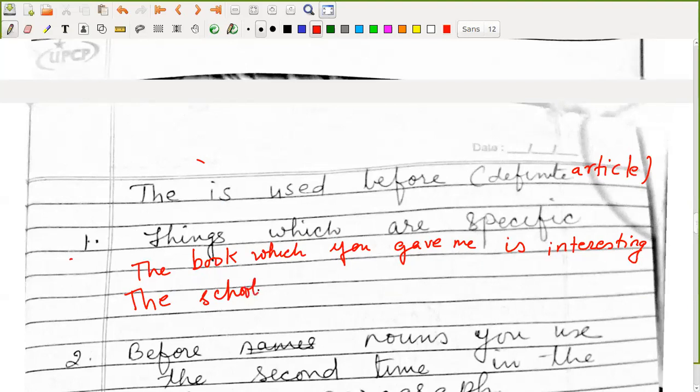The school in which I study is in Khagol. So here also you are using the before school because you are talking about that particular school in which you study. So you see, the is used when you are talking of one particular thing. Specific means particular.